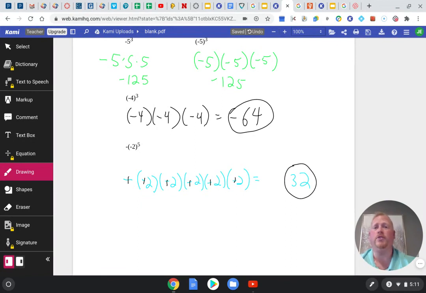Well, that's the main thing I want you guys to get from this: how to do word problems, how to do exponents with negatives, and how to do multiplying and dividing with negatives.